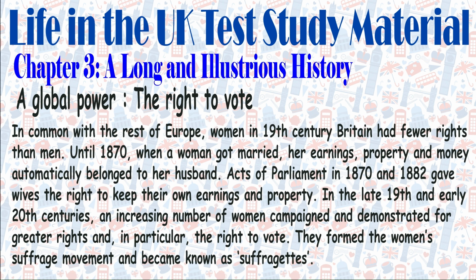In common with the rest of Europe, women in 19th century Britain had fewer rights than men. Until 1870, when a woman got married, her earnings, property and money automatically belonged to her husband. Acts of Parliament in 1870 and 1882 gave wives the right to keep their own earnings and property.